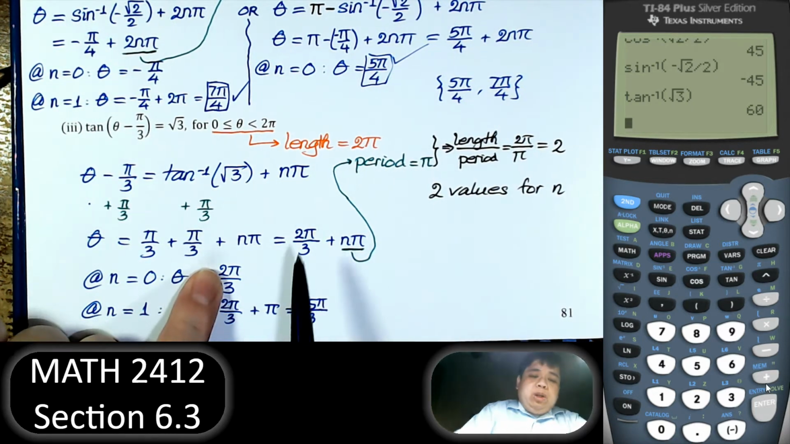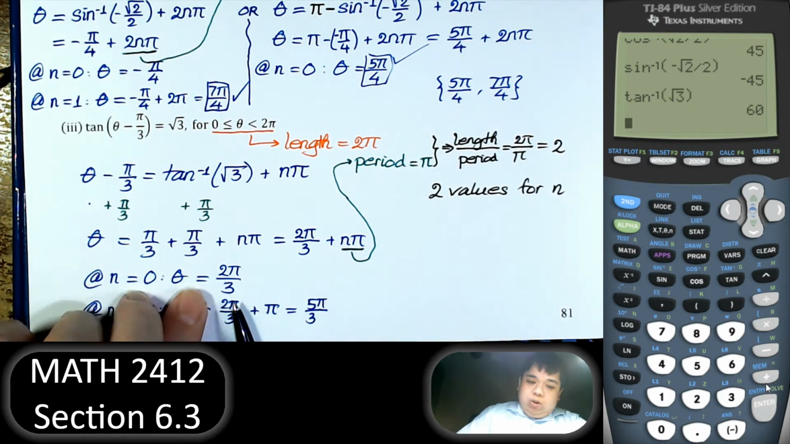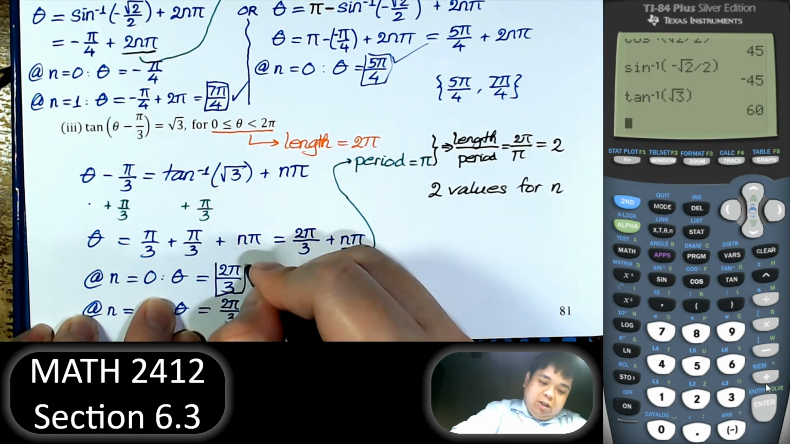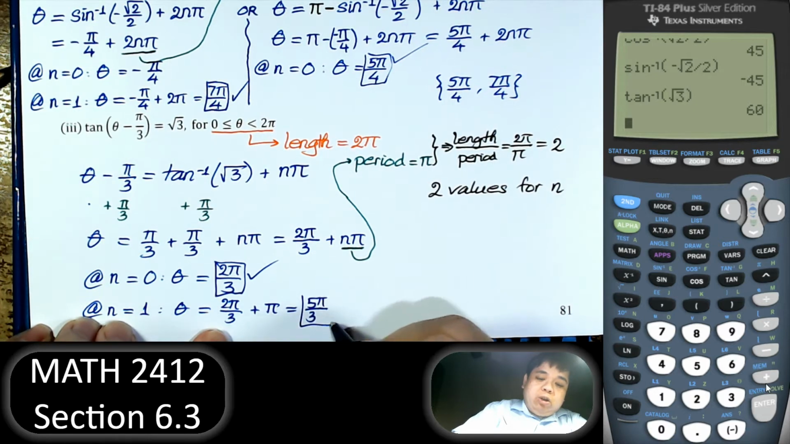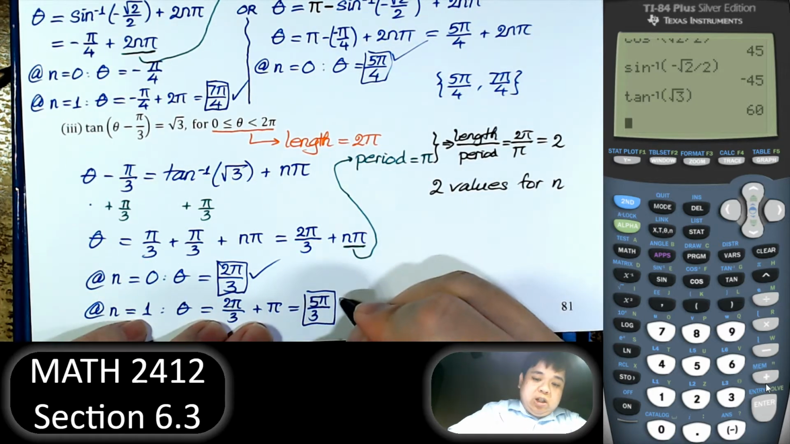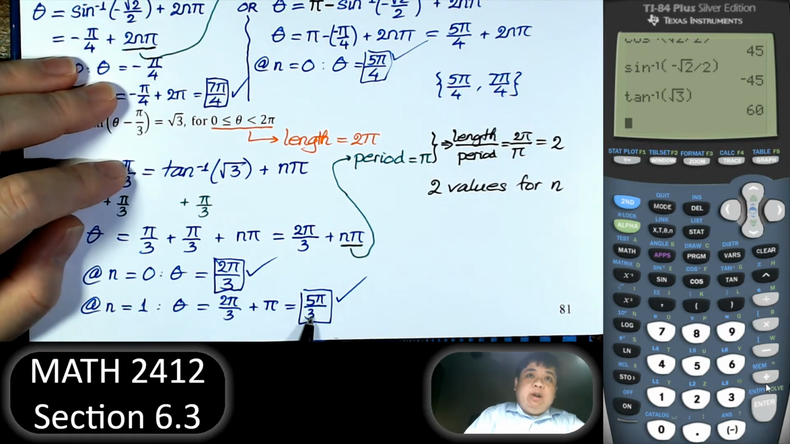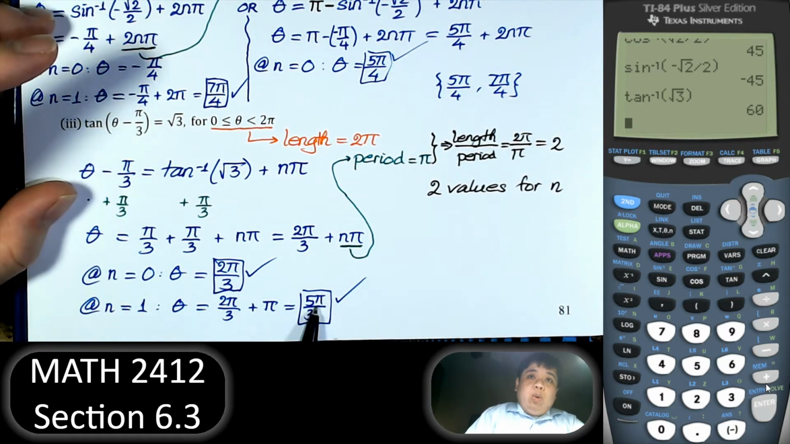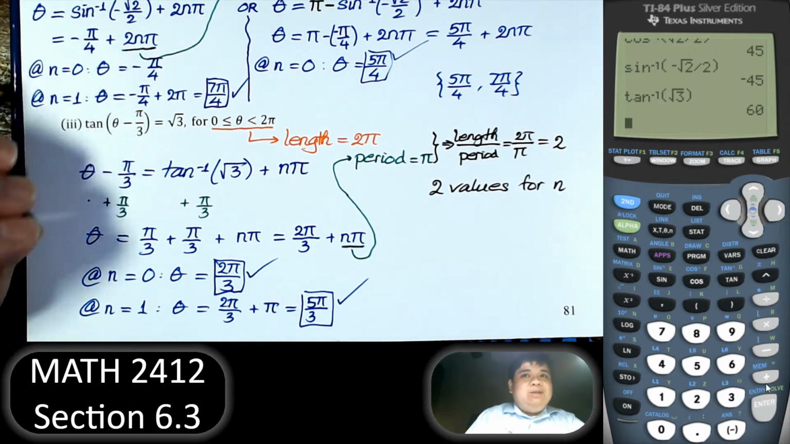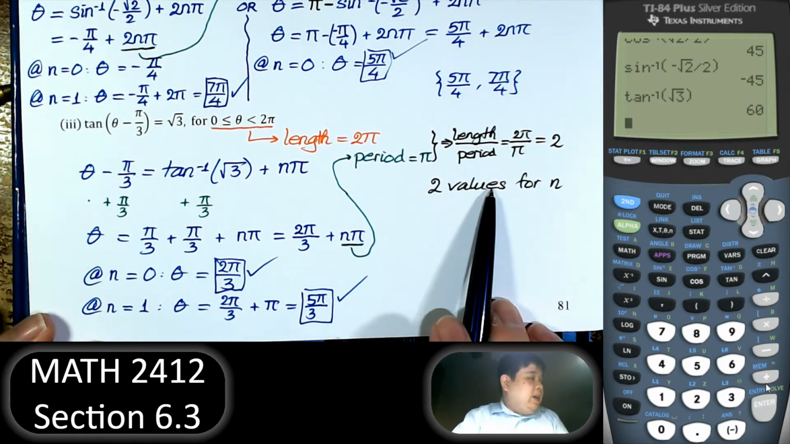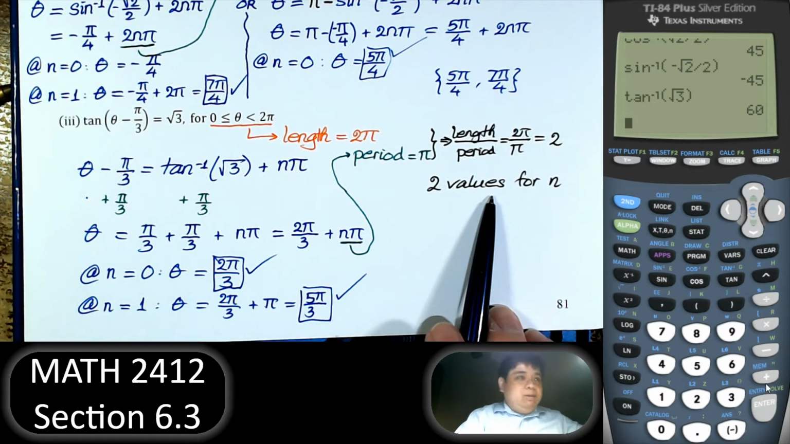Now 2 pi over 3 is between 0 and 2 pi. So let's put a box around it. So this one's good. 5 pi over 3 is also between 0 and 2 pi, and is good. And according to this, we have exactly 2 values for n, and we find 2 values for n. The solution works. And that's all we have. So we will do this just to see how many values of n we have.